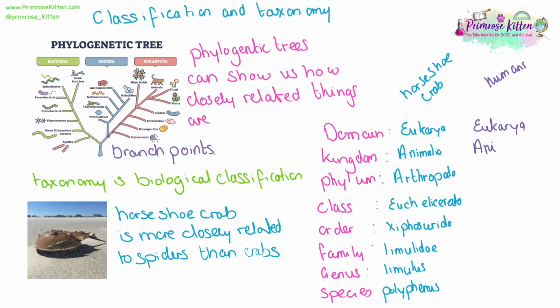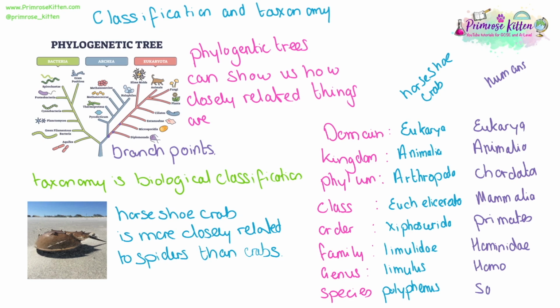If we compare horseshoe crabs and humans, we can see that they are both in the domain of eukaryotes. They are both in the kingdom of animals. See, I'm not even going to try and pronounce the Latin. You just need to know how to understand what it is. But we start to see differences when we get down to phylum and class.